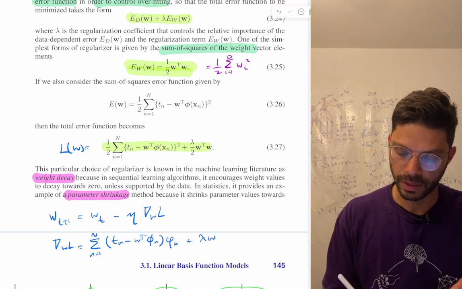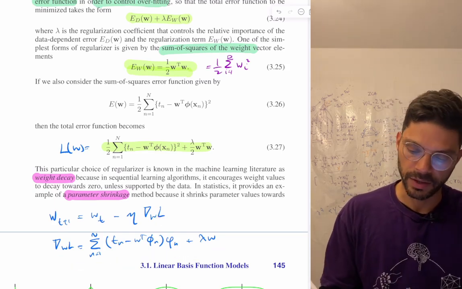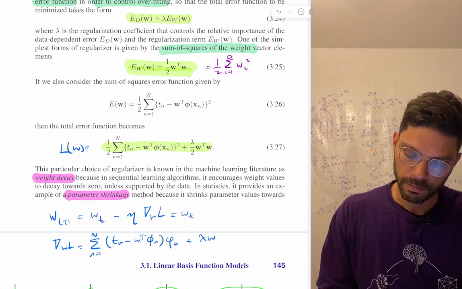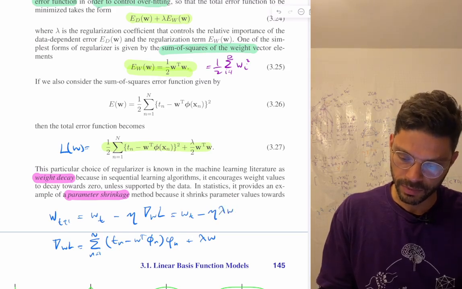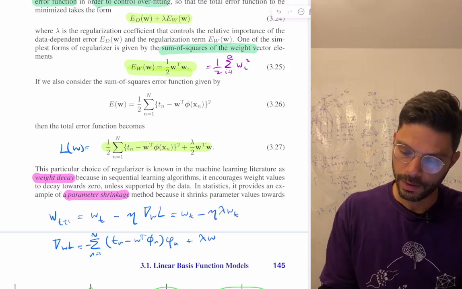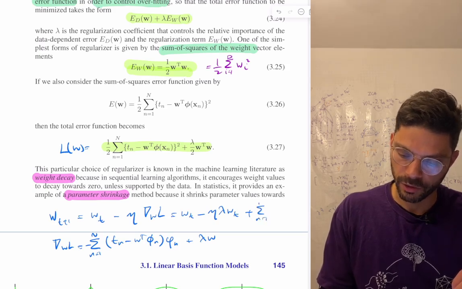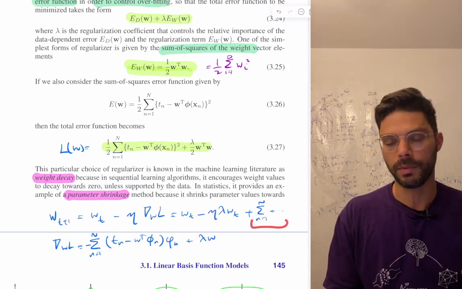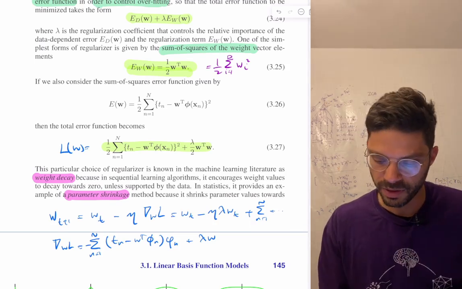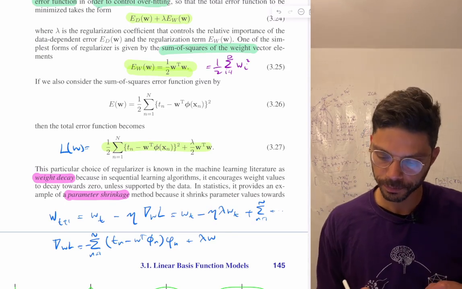If we plug this into the update, we get that w at t plus 1 is equal to w_t minus eta times lambda times w_t, plus this sum over n terms. That doesn't really matter. It's just some term pushing you with the data, but the lambda term is some additional pressure downwards on the weights.